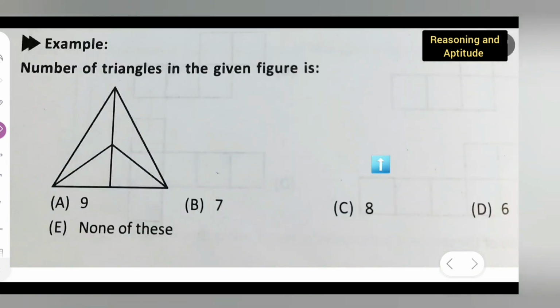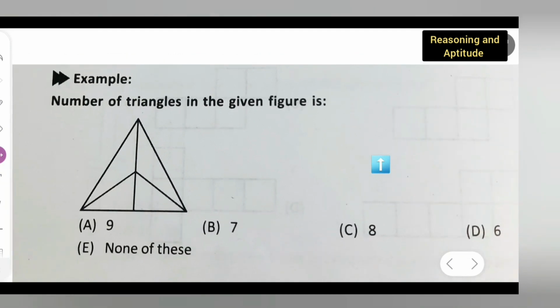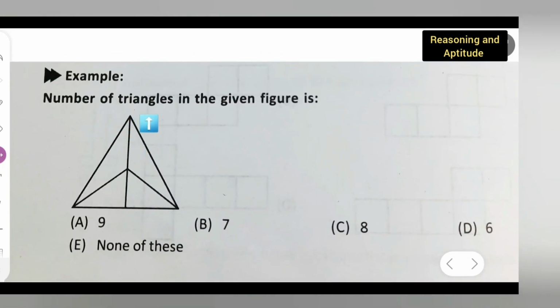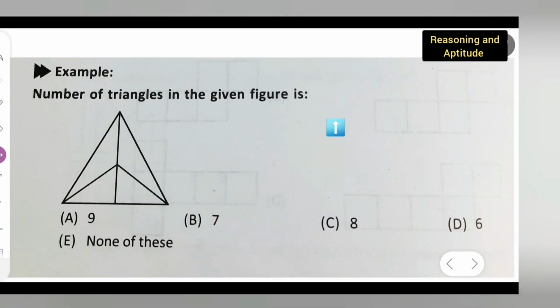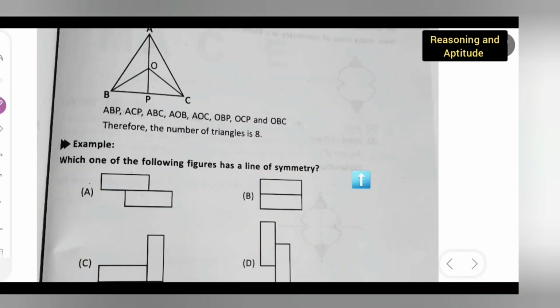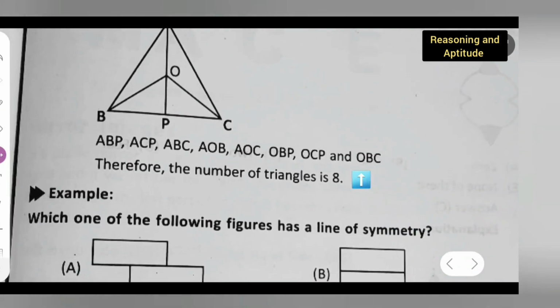Next, moving towards the next example. The next example says what? Number of triangles in the given figure is, how many figures you all can see? So we have to see the number of figures. So here option C will be the correct option. Explanation is on the next page, obviously. Here is the explanation part, okay.